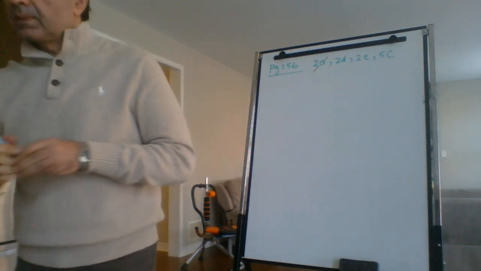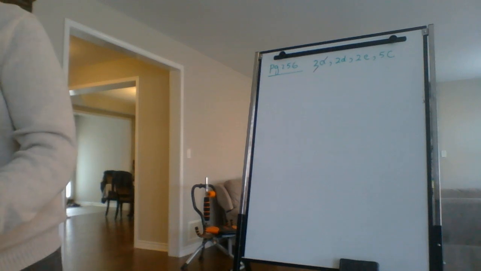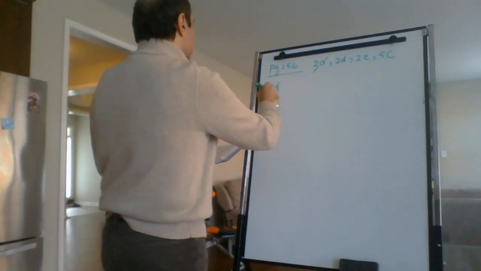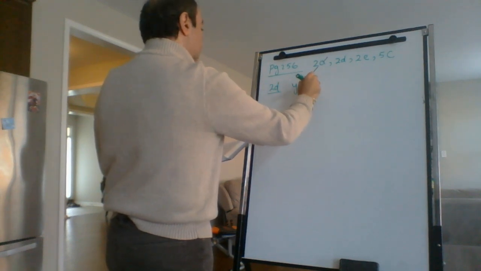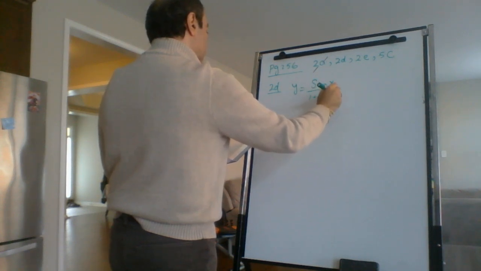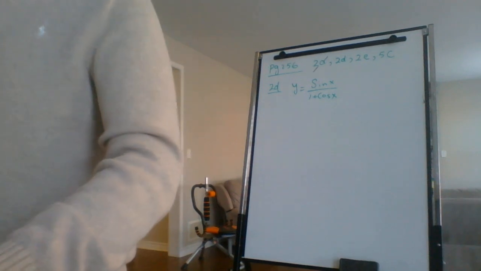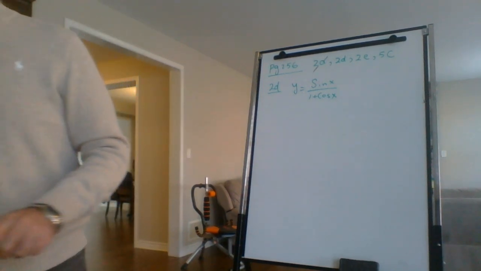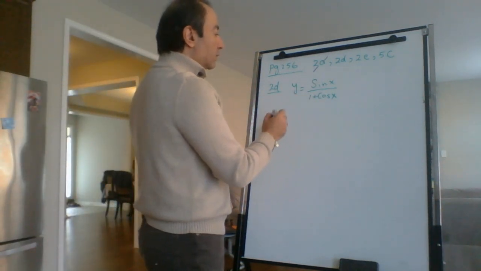2d. 2d says y equal sine x over 1 plus cosine x, and we need to find the derivative of this. So to find the derivative of this is a quotient, as you see, so we have to use quotient rule.